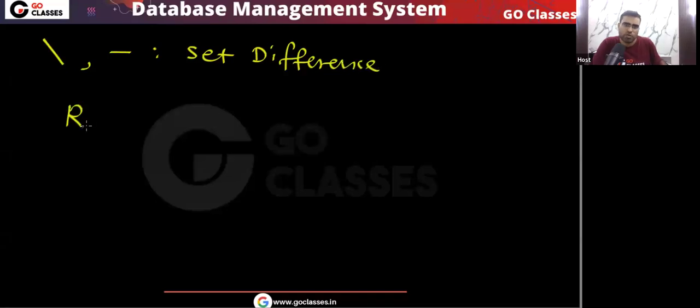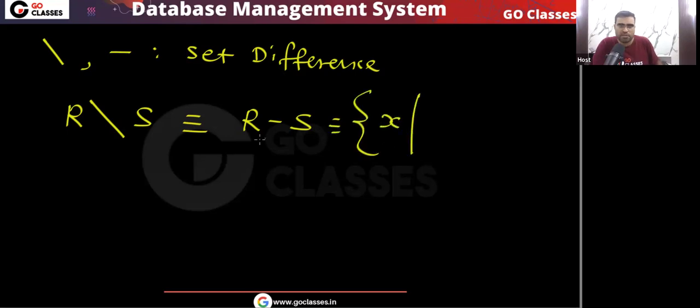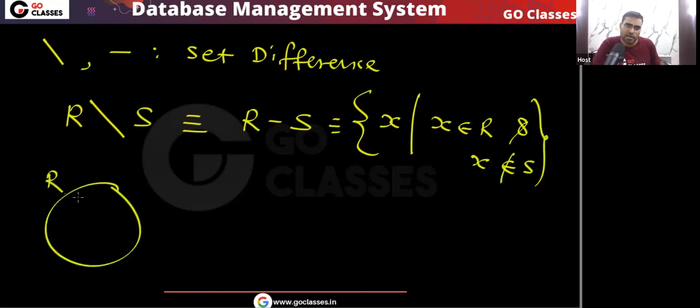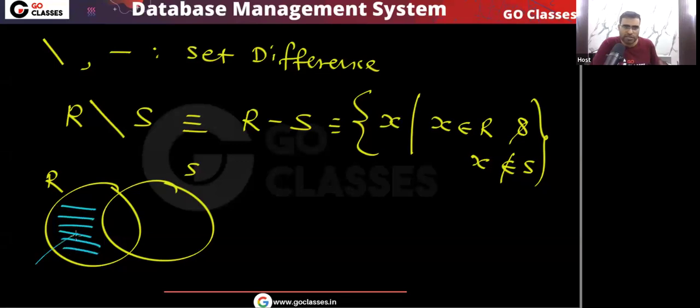So when I write R minus S, this simply means set difference, and it will be those values which belong to R but do not belong to S. This will give you those values which are in R but not in S. They should not be in S. It's very simple. If this is R and this is S, then these values which are in R but not in S are your R minus S. So remember, this is the symbol for set difference.